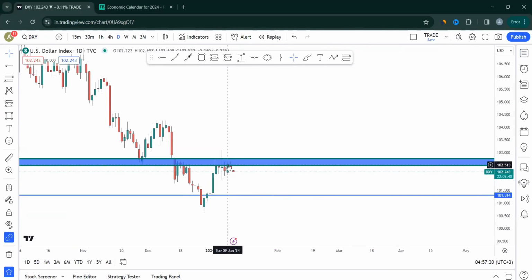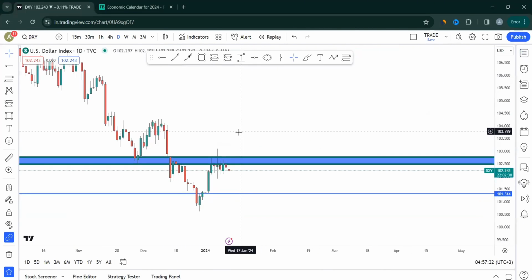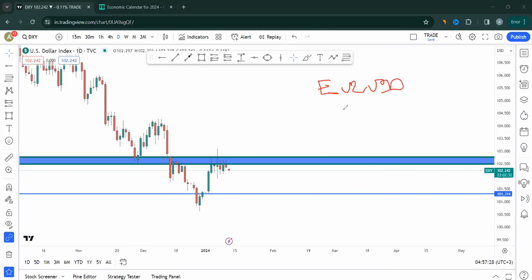So we're at resistance. That's why you see most of the dollar pairs, for example Euro USD. I showed you on the Euro USD chart, it was actually at support. And the DXY is at resistance, meaning we're expecting sales. If we broke above, Euro USD would be selling, because this thing, the DXY, would be going up.